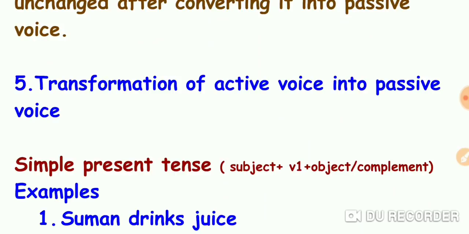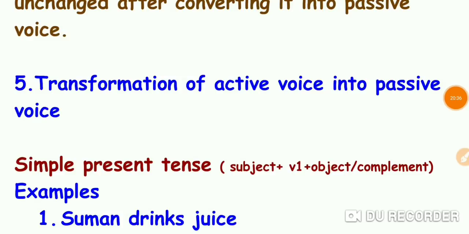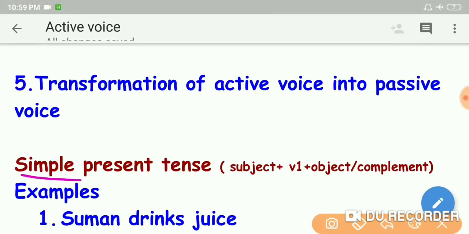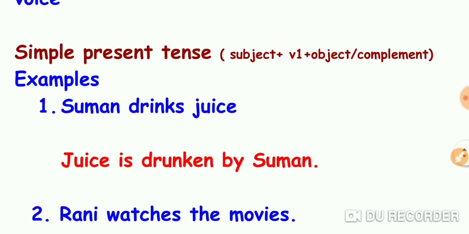So let us go and learn, my dear friends. Friends, let us learn how to convert active into passive in simple present tense. In today's video we are going to learn only simple present tense. See, the formula of a simple present tense active sentence is subject plus V1 plus object or complement. Let us learn with examples.